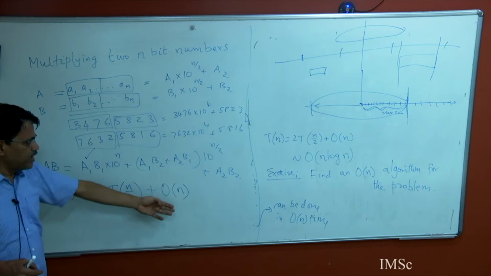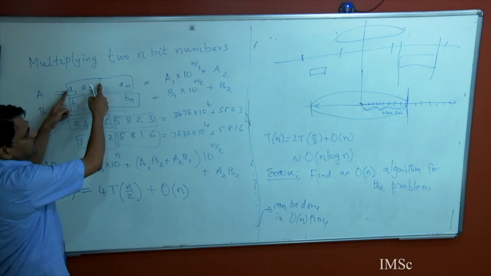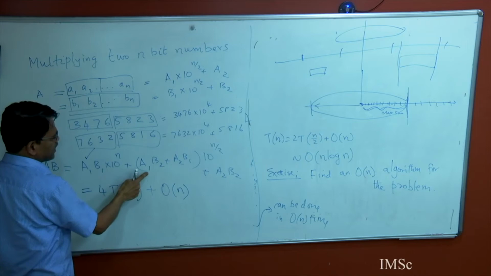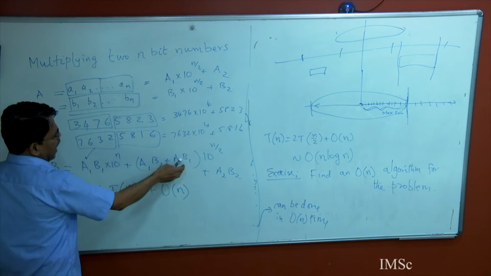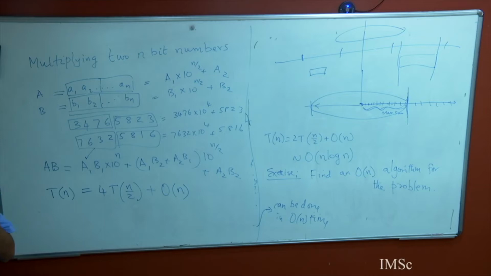There are 4 T of n by 2 problems of size n by 2, because A1 is an n by 2 size number, A2 is an n by 2 size number. So it's 4 multiplications of n by 2 size, and then the rest of it, I'm going to absorb in order n, because that's just an n-digit number. You're shifting it, you're adding two n-digit numbers, doing some shifts and all that. Okay, so now let's analyze the solution for this.